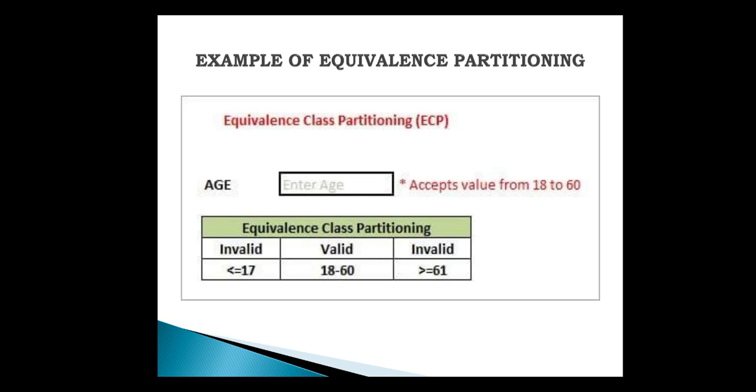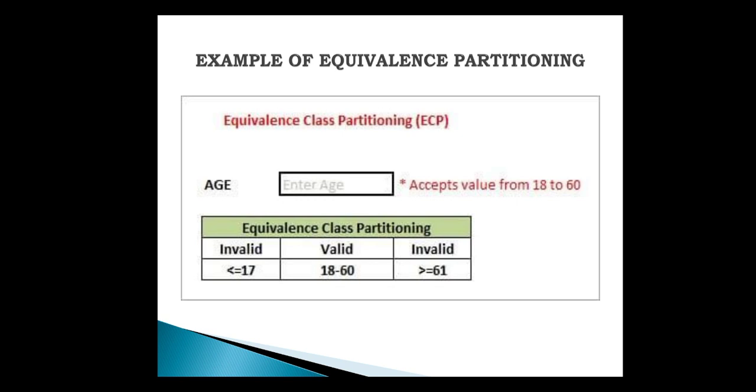Suppose you want to check the age field and you need to accept values from 18 to 60. Say the possible values of that particular field are 1 to 100, but we need to accept only the range between 18 and 60.